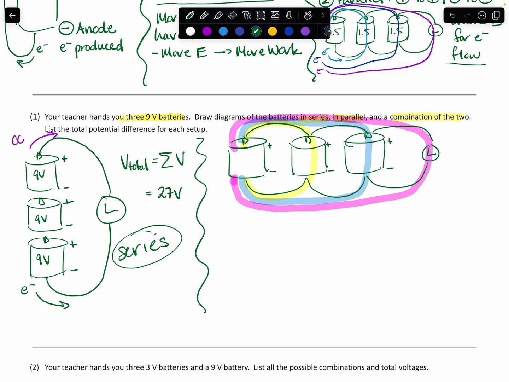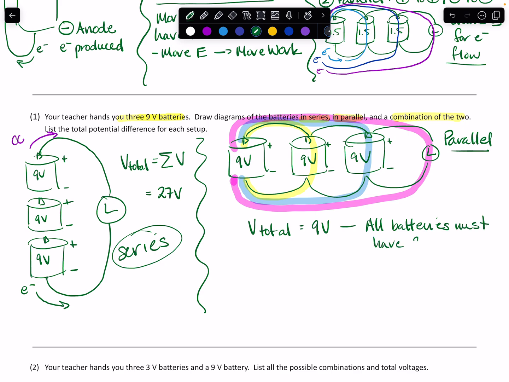All right, now because these are in parallel, the total voltage is just the voltage of each one. And since these are each 9-volt batteries, the total voltage is going to be 9 volts. Now one thing to keep in mind, if you're in parallel, all batteries must have the same voltage. That is not the case in series. You can put a combination of voltages together over there. But if you're in parallel, everything has to be the same.